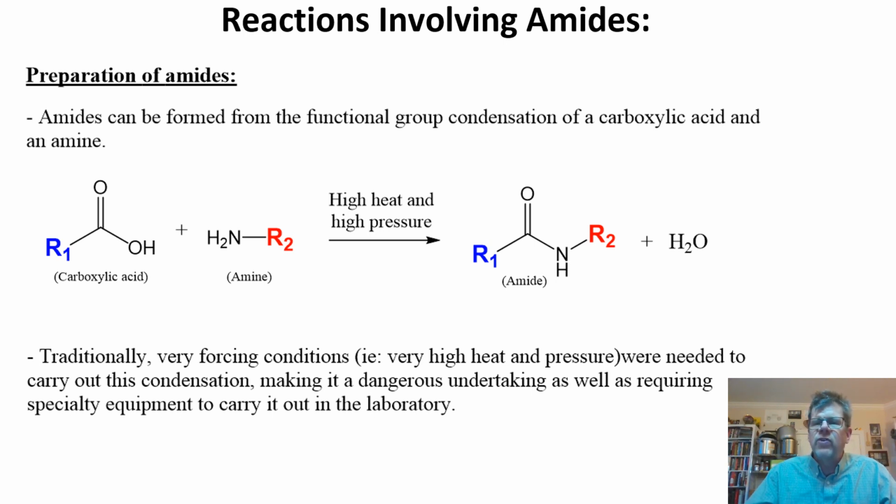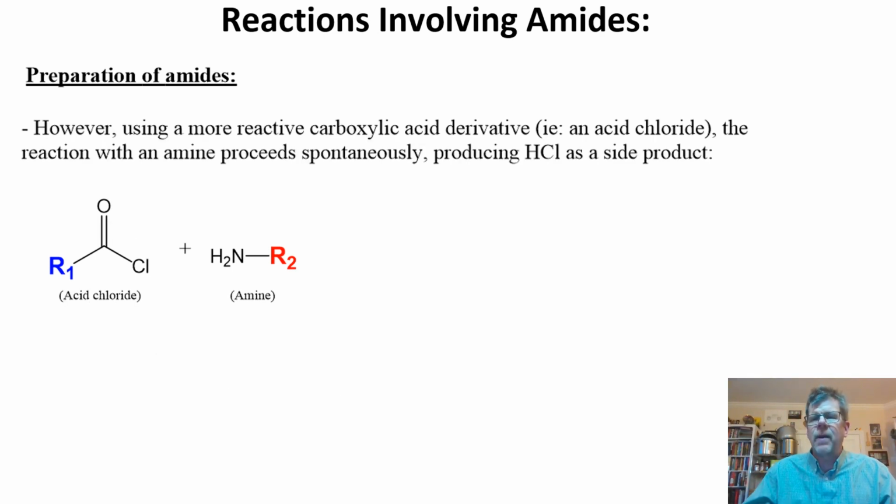So what we can do is to recruit a carboxylic acid derivative, a much more reactive one, to react with that amine, and we can use it to spontaneously now produce an amide. So here it is, a much easier way of making an amide using that carboxylic acid derivative, a very activated one, if you will.